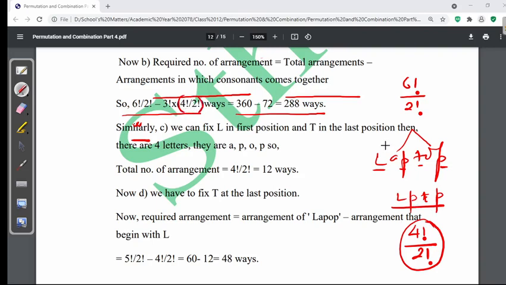If these consonants come together, the 4 consonants are supposed as 1, plus the remaining 2 vowels, there are 3, they can be arranged in 3 factorial different ways.